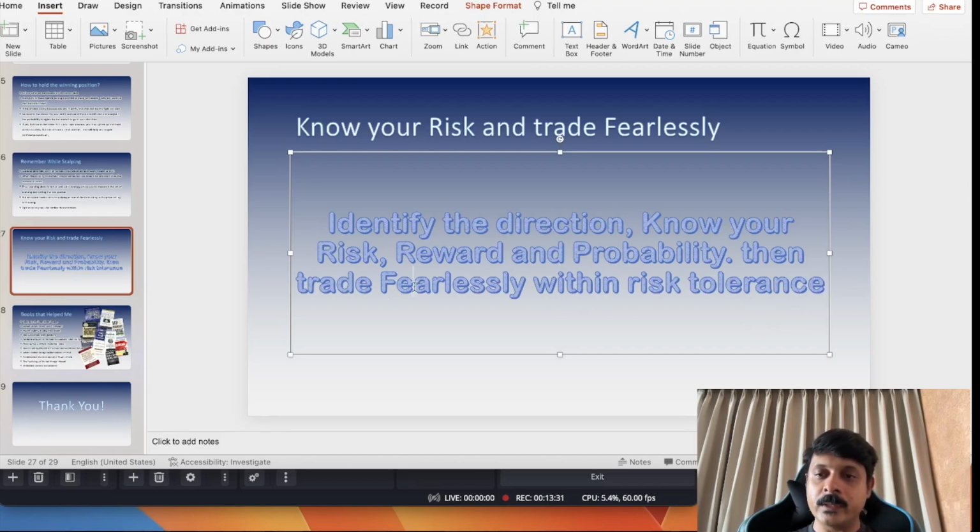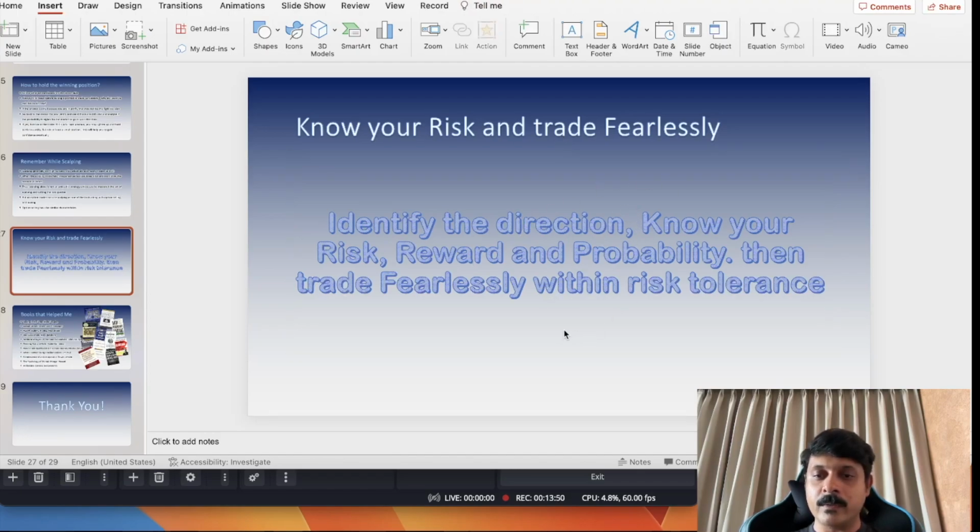But for trading fearlessly, you can't simply go and trade fearlessly. You need to know the probability, you need to know the risk, you need to know the reward, and you need to know how much you are risking, and if that risk is within tolerance, and you need to know the direction, or at least estimate the direction. All of these are a part of trading fearlessly. Trading fearlessly is just one phrase, but behind that you need to consider all of these to become a fearless trader.